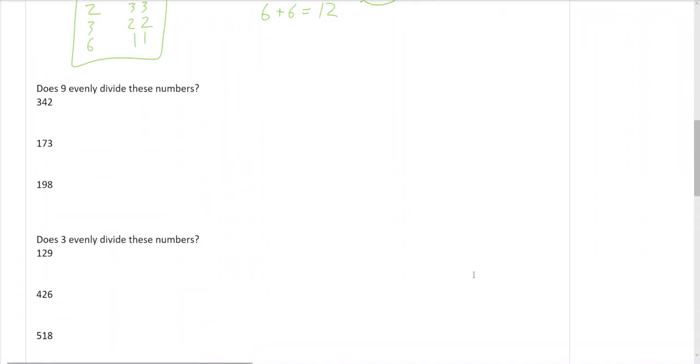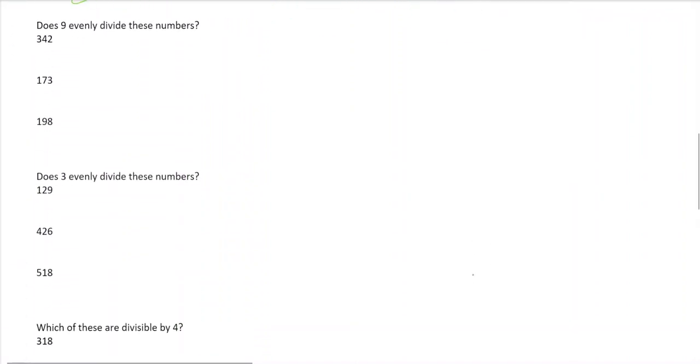All right, continuing on, let's go into some differently worded questions. Does 9 evenly divide these numbers? Well, all we have to do is add all the numbers together to see if that number is divisible by 9, and it is, so therefore, so is our answer. Okay, so if we add these numbers together, we get 11, so it's not divisible by 9. If we add these together, we get 18, which is divisible by 9, so we're good.